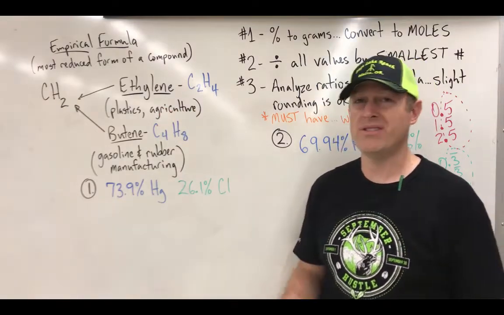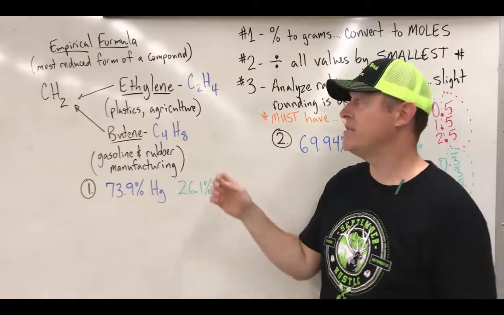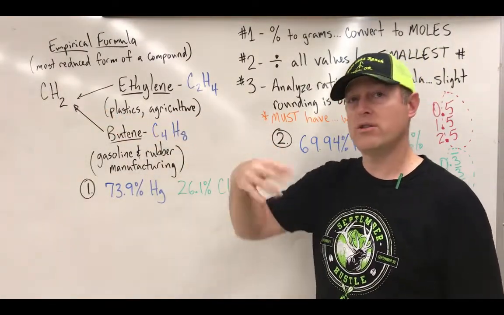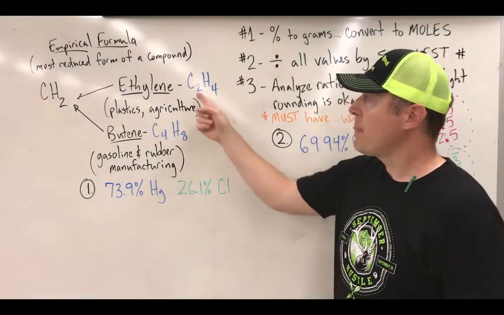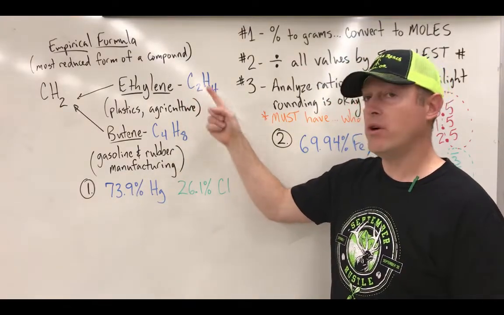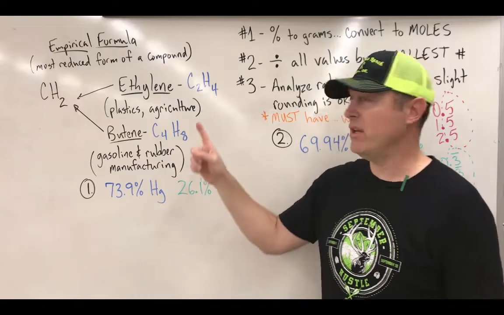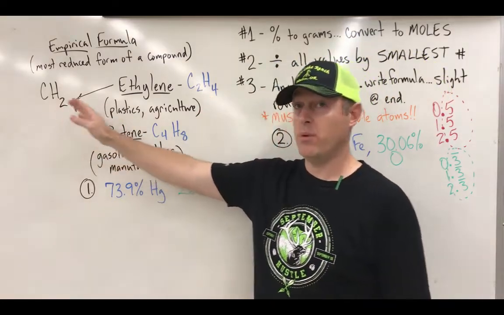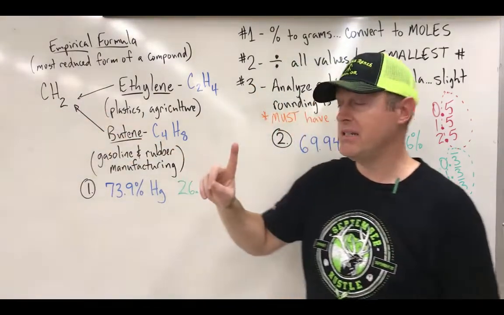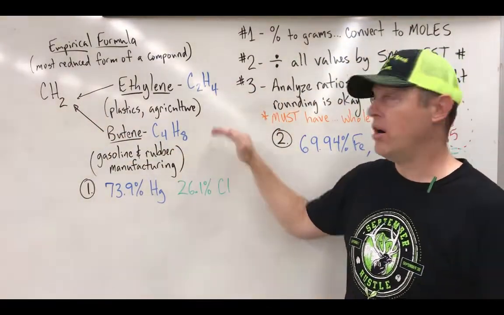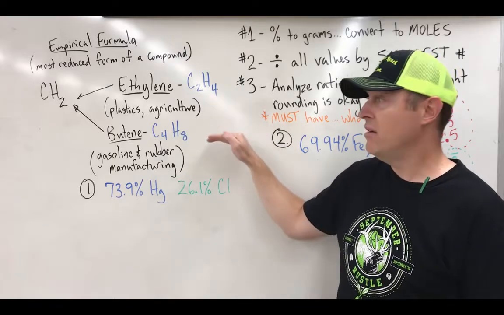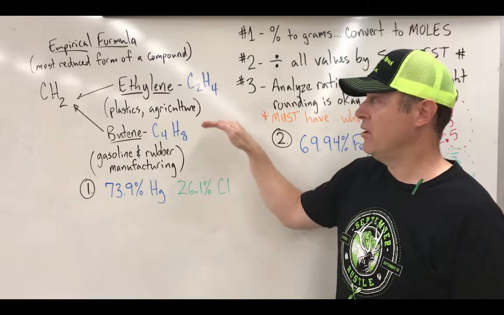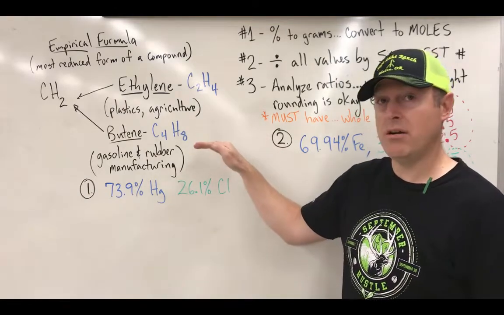Hydrocarbons are probably the best ones to demonstrate and show this. We have ethylene, which is used in plastic production and agriculture to ripen fruit. But its molecular formula is C2H4, and we've talked a little bit about this, that really we want to try to reduce most compounds to their simplest form, and that's what the empirical formula is. But in reality, there are actual compounds that do not get reduced, and ethylene and butene are examples.